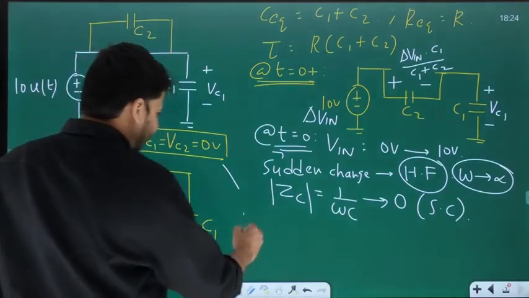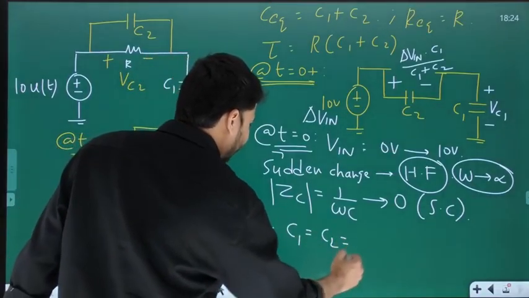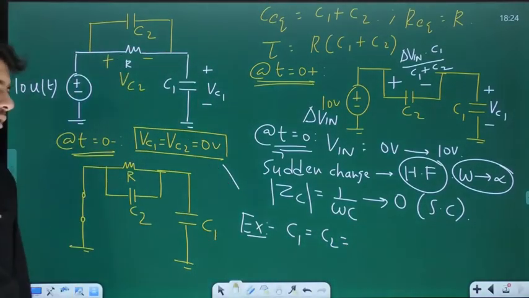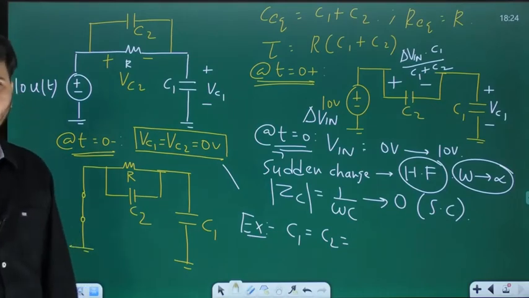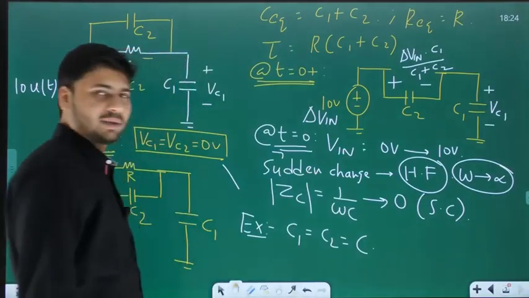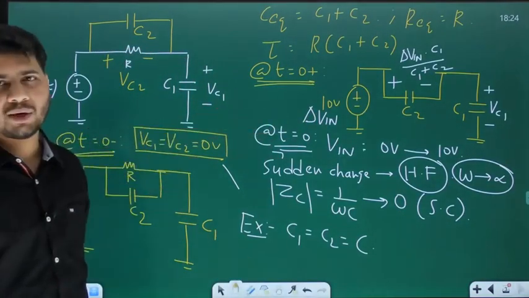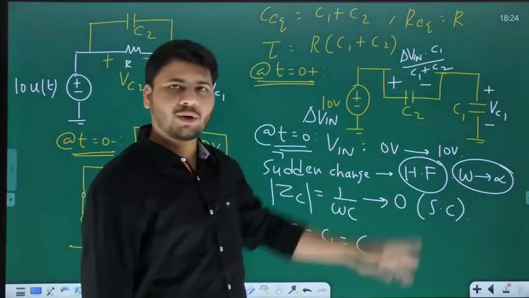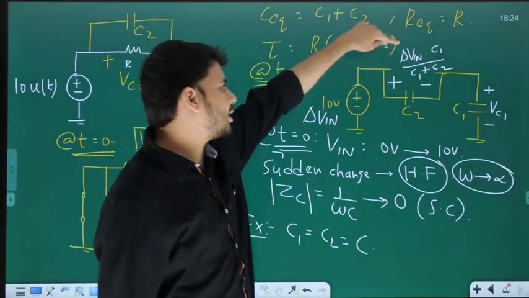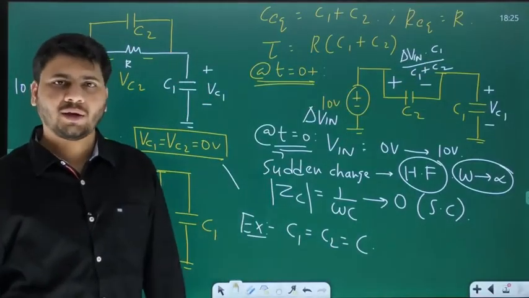And here, as an example, let me take both the capacitors to be identical. In other words, they have the same value of capacitance. So C1 equal to C2 equal to C. So what is delta V in? 0 to 10, so delta V in is 10 volts. If C1, C2 both are equal to C, then is it not 10 into C by C plus C, or 10 by 2, which is 5 volts?